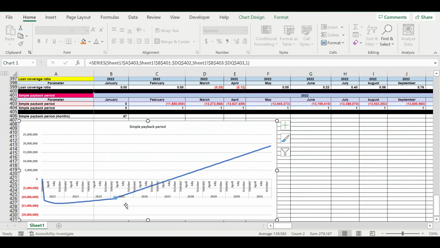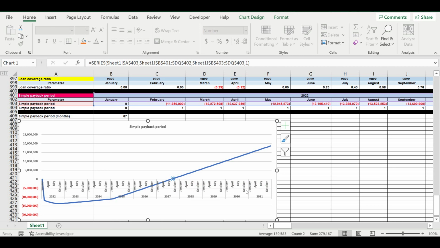And the moment when the simple payback period occurs is, first of all, the moment when this diagram crosses the timeline. This is the timeline, and the moment when the diagram crosses the timeline is the moment when we get our investments back. So it is somewhere in September 27.